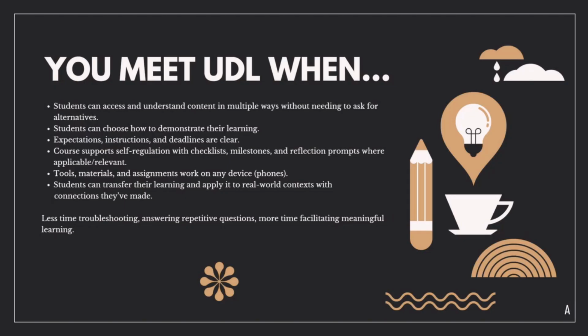The expectations, instructions, and deadlines are very clear. Your course supports self-regulation, and this is a tough one, right? Some checklists that you can provide students, some milestones, some reflection prompts where applicable, some goal setting things. This is very hard to infuse in courses naturally, but there are good points within the course where it does lend itself well. Early on within the course to get to know your students, right? Some introductory self-identification, get to know them so that you can personalize things for them later on, and checking in minimally halfway through the course, right?